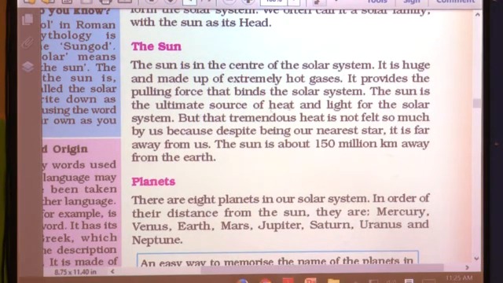The Sun is the ultimate source of heat and light. Understood, children? The ultimate source of heat and light is only the Sun. All the planets take this heat and light from the Sun.